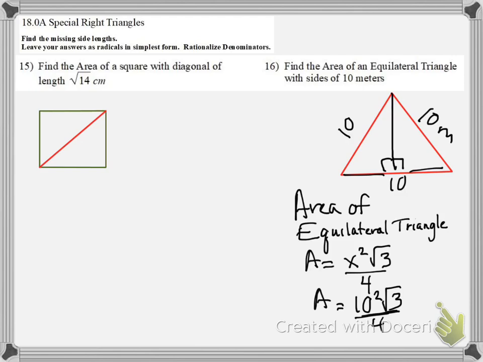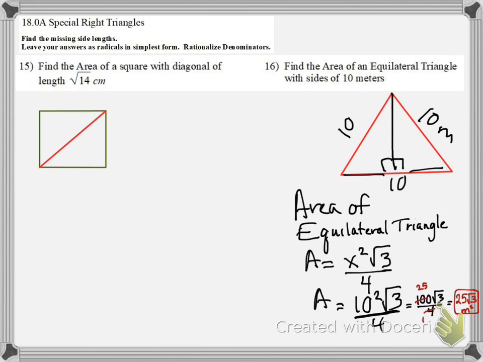Make sure that line goes all the way to the end. I don't like it when your fraction bars come out short. Which means I have 100 root 3 over 4. And 100 and 4 can reduce. So I just end up with 25 root 3 in meters. And since it's an area, make it meters squared. That's all. We didn't have to go through all the stuff we went through in the notes. That's why we did it in the notes, so we could make ourselves a formula that we could use.